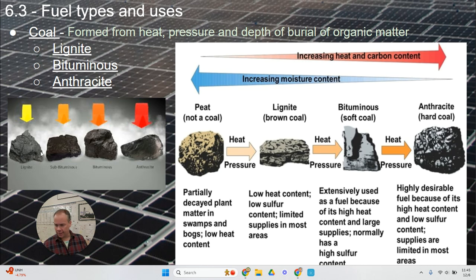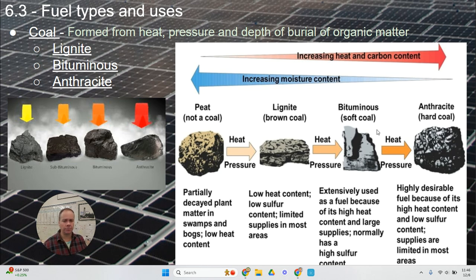You can see lignite is shown here. It's relatively low in sulfur, which is something that's going to become important as we start to learn about air pollution and emissions. It has relatively low sulfur, but it's relatively limited. There's not a ton of this lignite coal available. Under increased heat and pressure, the moisture level in this material decreases and its heat density increases.